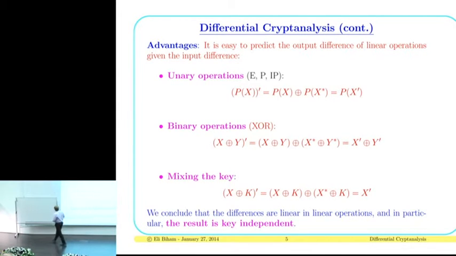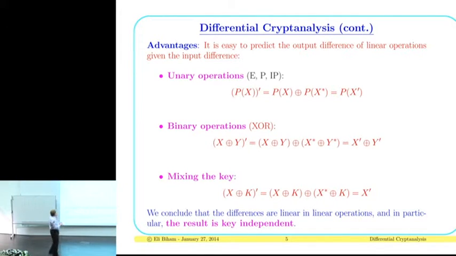So let's assume that we have some value x during encryption. Here it would be x, and on the other one it would be x star. We'll ask, what's the difference between them? And we will ask how these differences evolve during encryption. And I'll show you that it's much easier to know how differences evolve than how the values themselves evolve. We will not know the values there, we know only the differences.